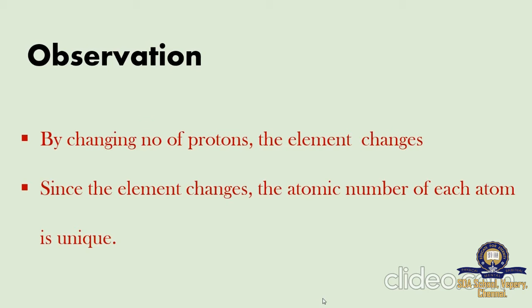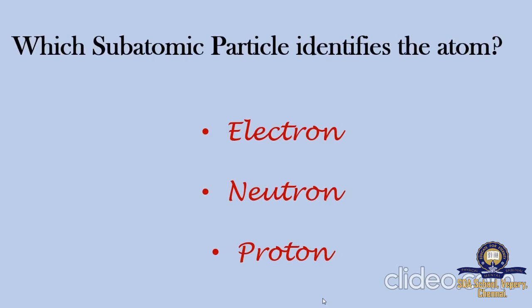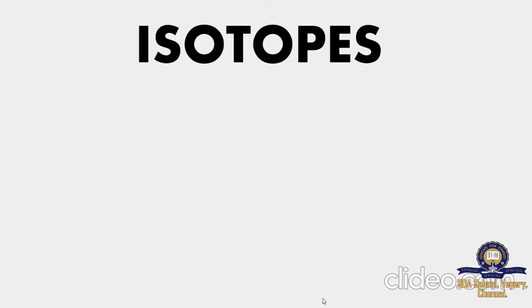So now can you answer the question: which subatomic particle identifies the atom? Whether electron, neutron or proton? Yes, of course, it is proton. As we change the number of protons, the element changes. Now, as we just saw, when we change the number of neutrons, it gives rise to isotopes, right? So let's see what these isotopes are.